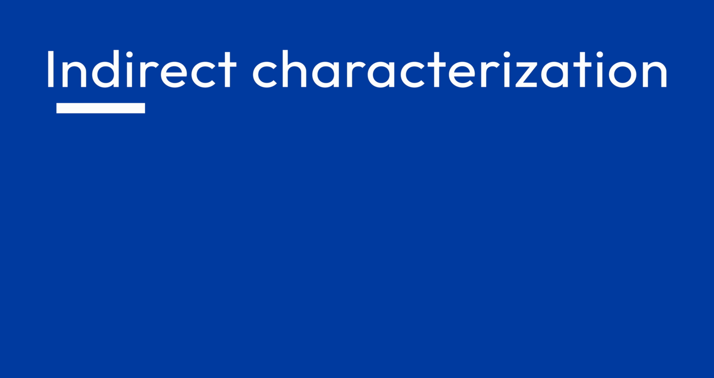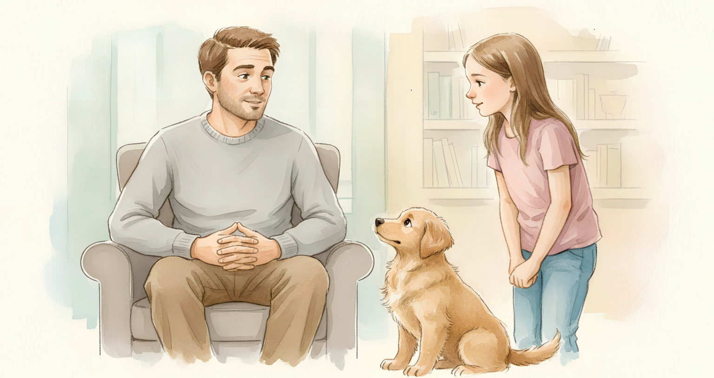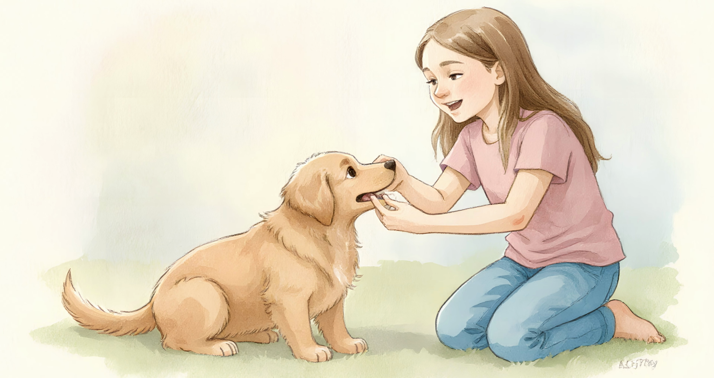And the other one is indirect characterization, and this is when the author shows us what the character is like through their behavior. So remember when Opal begged her father to let her keep Winn-Dixie. At first, he said no, but when he saw how happy the dog made Opal, he changed his mind.